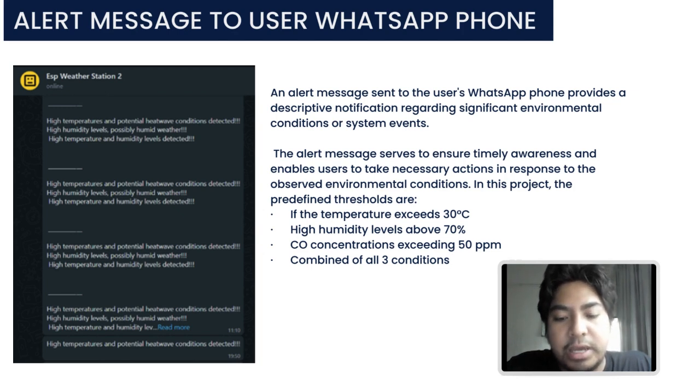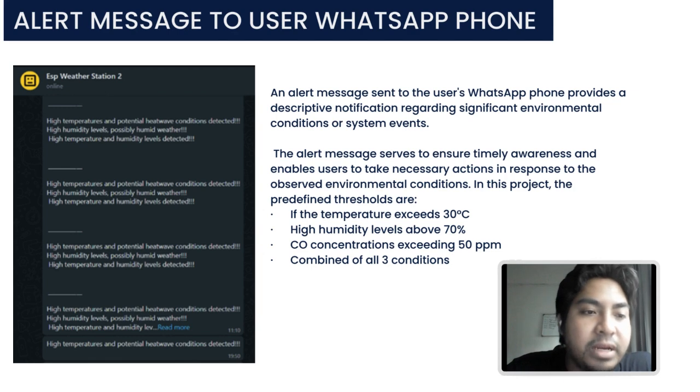So this CallMeBot WhatsApp API receives the message from the HTTP request, and the bot, specifically made for the API, will send messages to the user's phone number that has been set in the Arduino IDE code. So as you can see here from the diagram, if the certain level is met, the ESP weather station 2, which is the WhatsApp bot, will send some alert messages about what is happening to their environmental conditions.